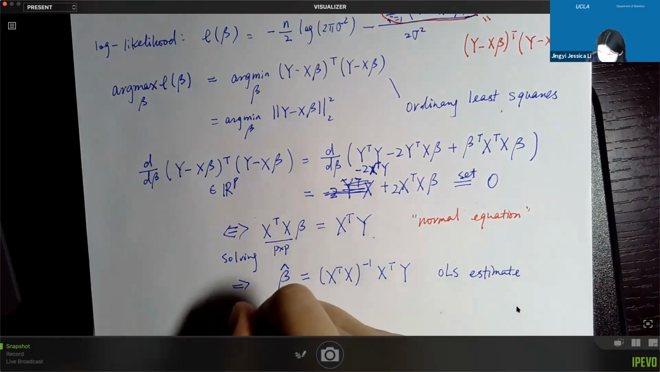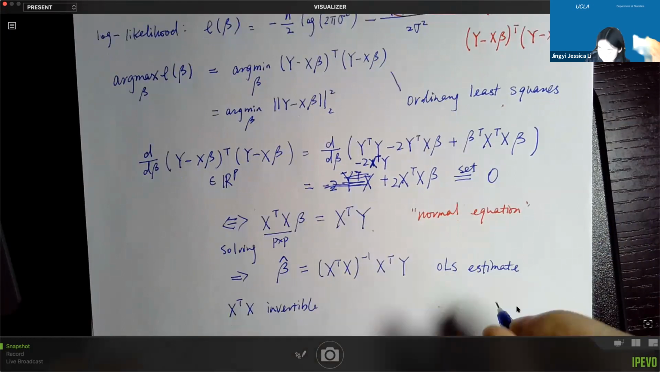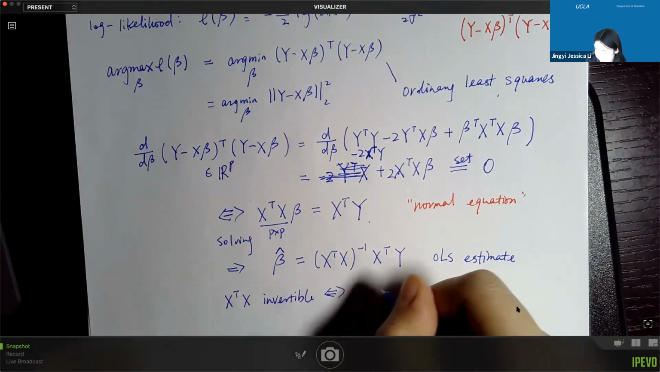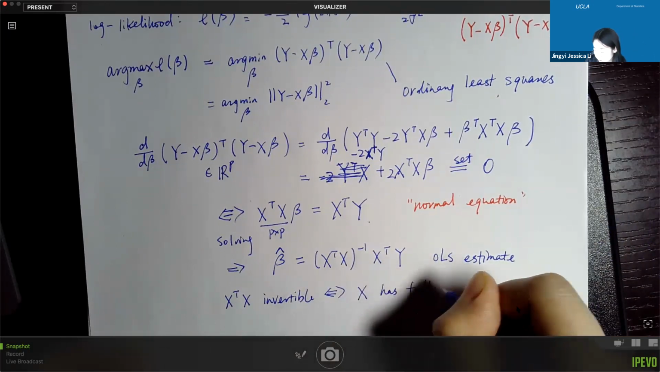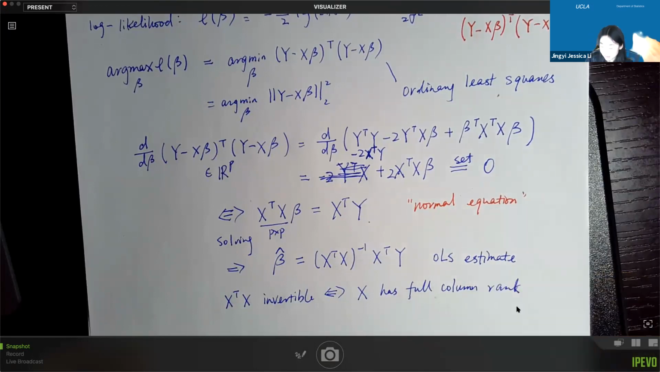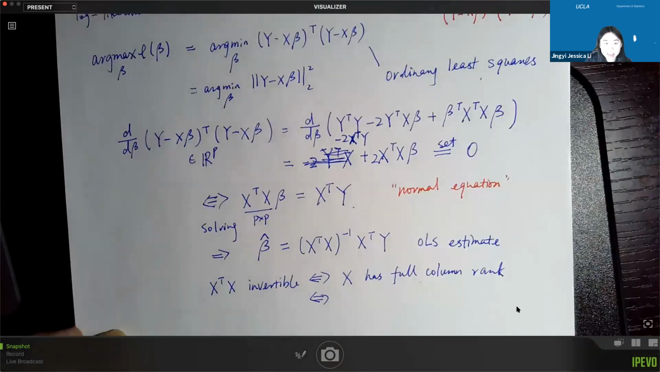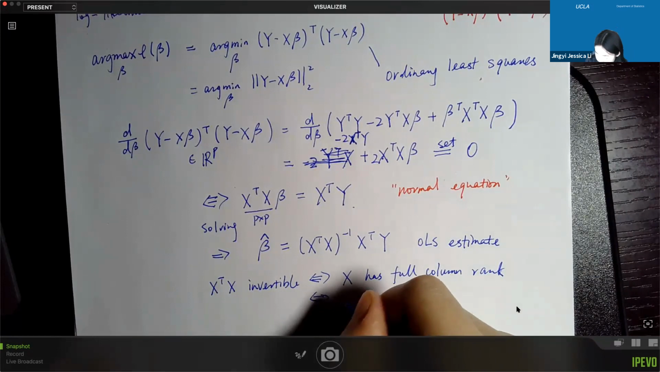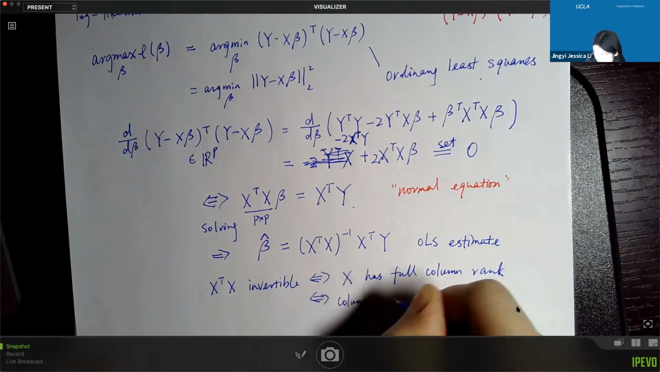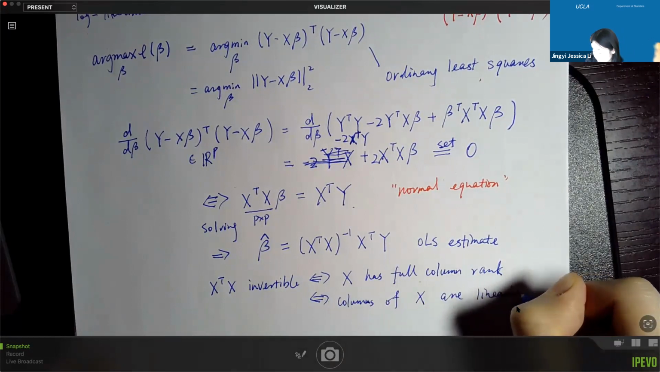So x transpose x is invertible. This is equivalent to x having full column rank. And this is equivalent to all the columns in x being linearly independent of each other. So that's a concept in linear algebra. The columns of x are linearly independent.